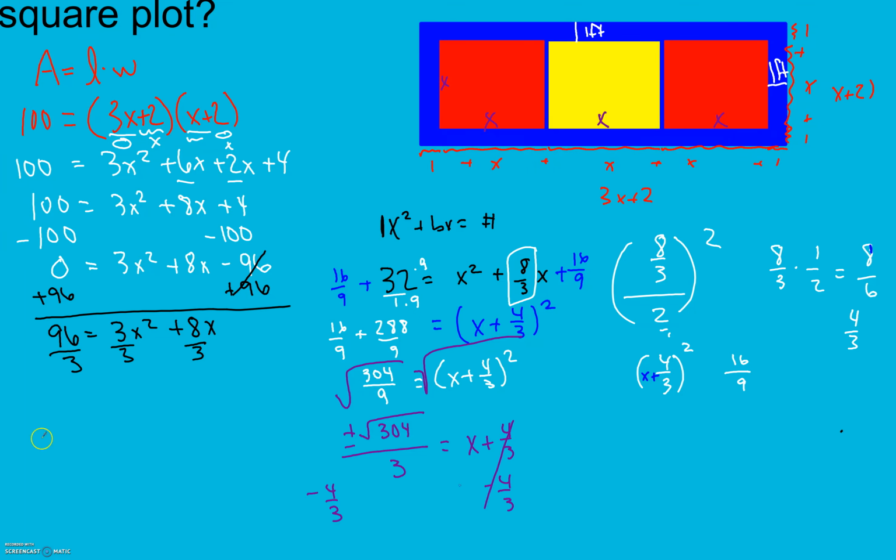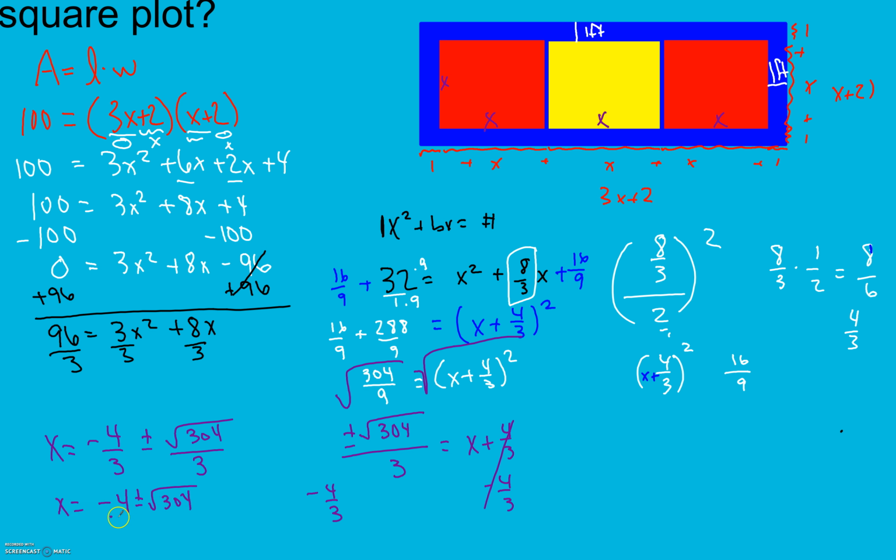So I'm going to have x equals negative 4/3 plus or minus the square root of 304 over 3. Because I have a common denominator, I can keep that denominator and write it all over 1. So x equals negative 4 plus or minus the square root of 304 over 3.